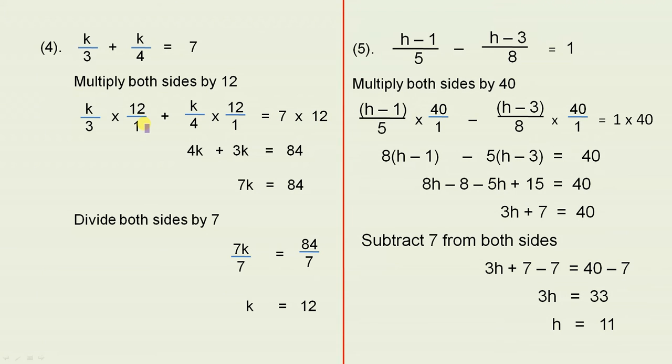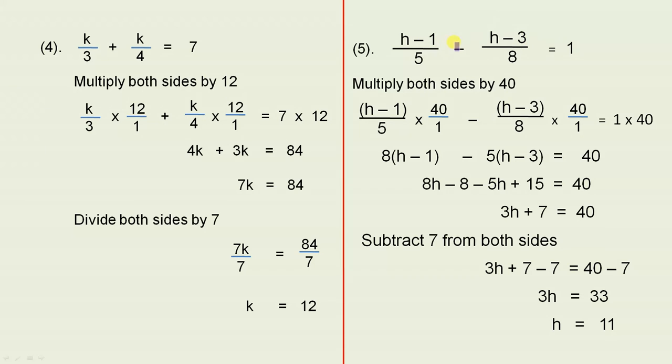Notice what we said a few videos earlier. Whatever you do to one side of the equation, you do to the other side. And that keeps the equation balanced. 3 into 12 goes 4, so that's 4k. 4 into 12 goes 3, so that's 3k. So 4k plus 3k equals 7 12s, which is 84. So 7k equals 84. Divide both sides by 7. We've done that here. The 7's cancel, and 84 divided by 7 gives us 12, so k equals 12.